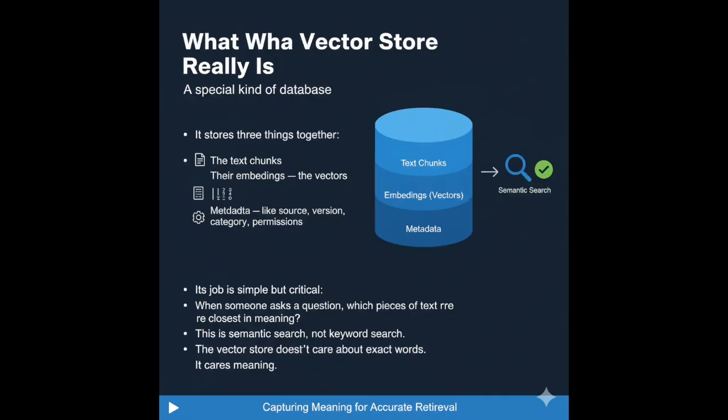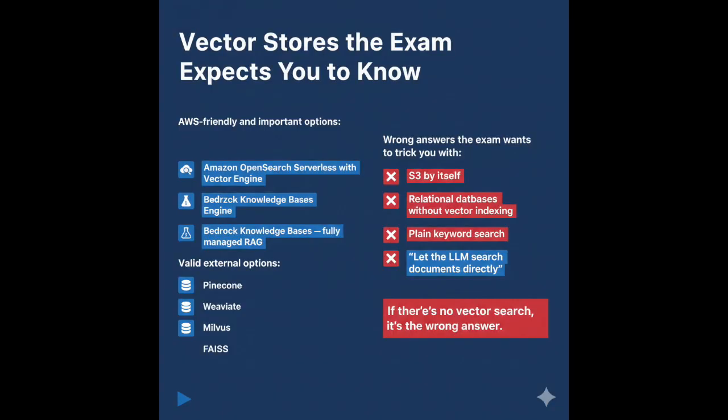Part 1. What a vector store really is. A vector store is a special kind of database. It stores three things together: the text chunks, their embeddings, and the metadata, like source, version, category, permissions. Its job is simple but critical. When someone asks a question, which pieces of text are closest in meaning? This is semantic search, not keyword search. The vector store doesn't care about exact words. It cares about meaning.